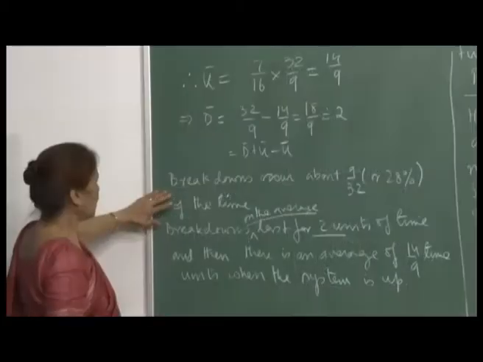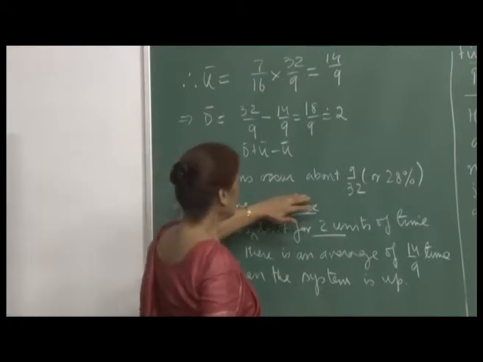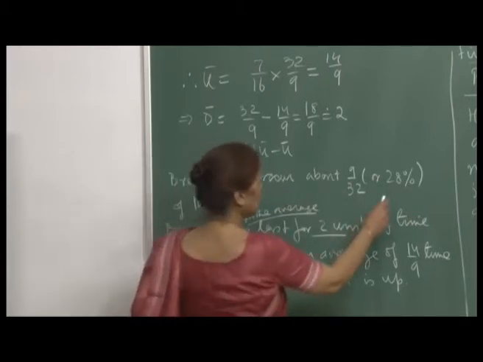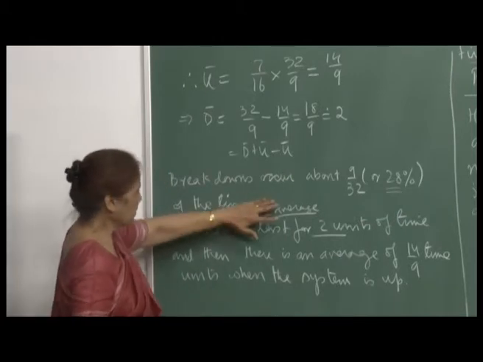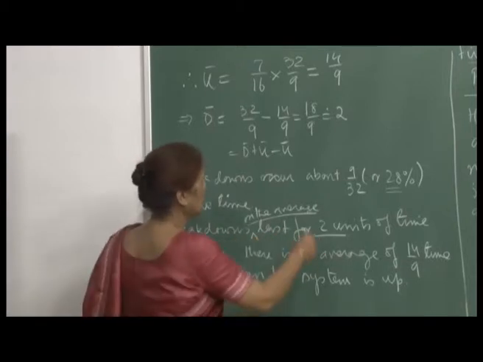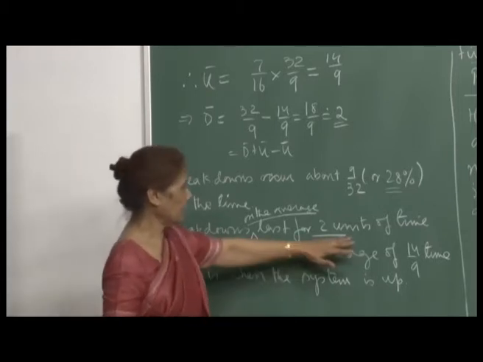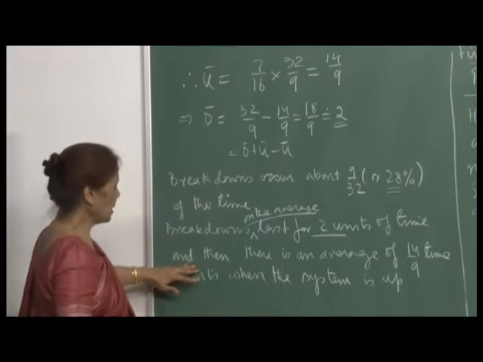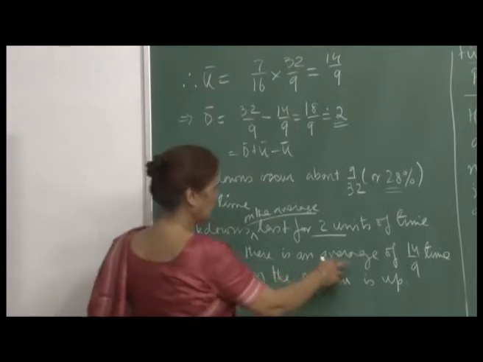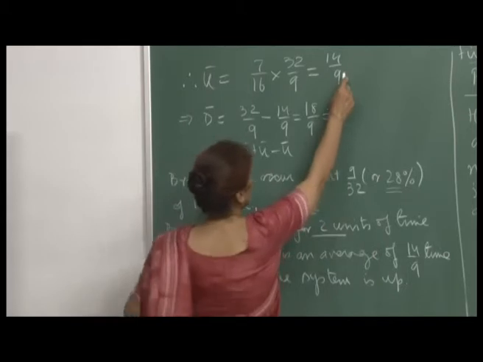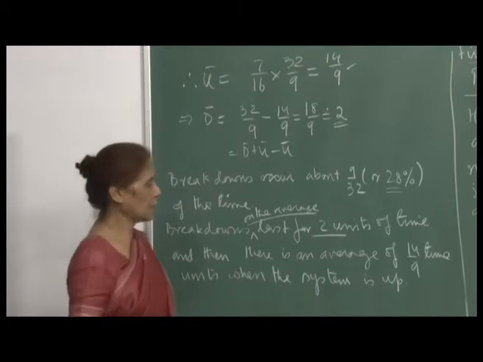So, therefore, we have been able to answer the 3 questions that were asked. The first was what is the rate of breakdown. So, this is 9 by 32, or 28% of the time the breakdowns occur. Okay. And then the breakdowns on the average last for 2 units of time. Okay. So, that means once the system is down, then it will remain down for 2 units of time. And then the third question was the average amount of time for which it is up when it is up. So, that is 14 by 9. So, it will remain up for 14 by 9 units of time.